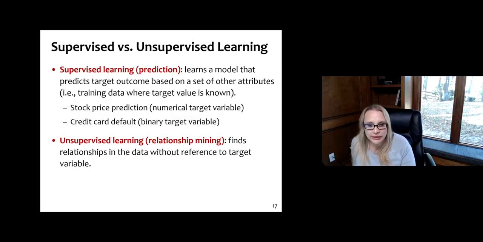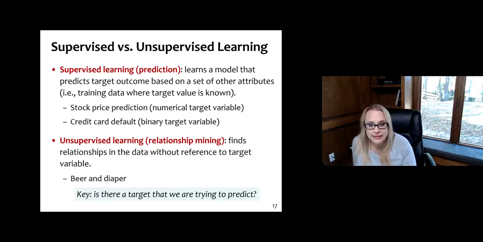Going back to our earlier example of beer and diapers, people who go in to buy beer and diapers tend to buy them together. That's a relationship that has been identified. In that case, there wasn't a dependent or independent variable. It was just a relationship that was identified. So the bottom line is the key is to determine if there is a target that we're trying to predict. If there is, that's supervised learning. If there is not a target that we're trying to predict, that would be unsupervised learning.